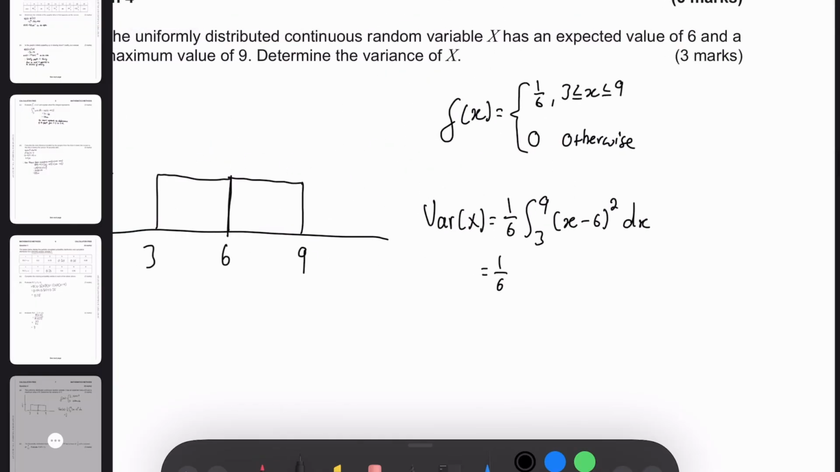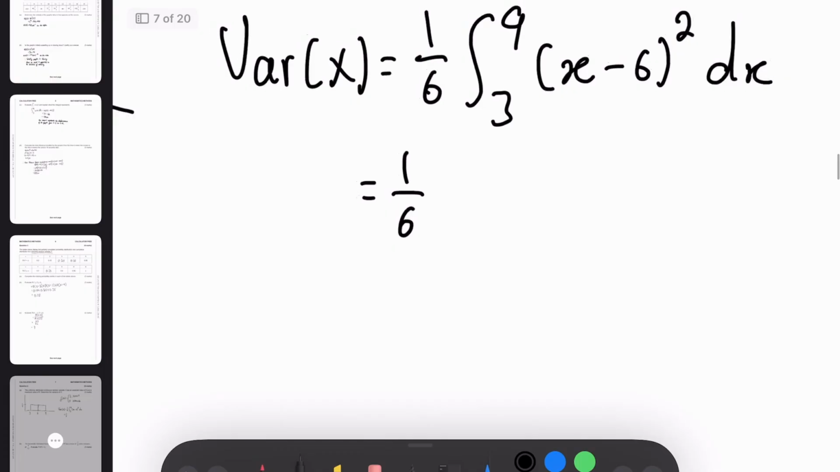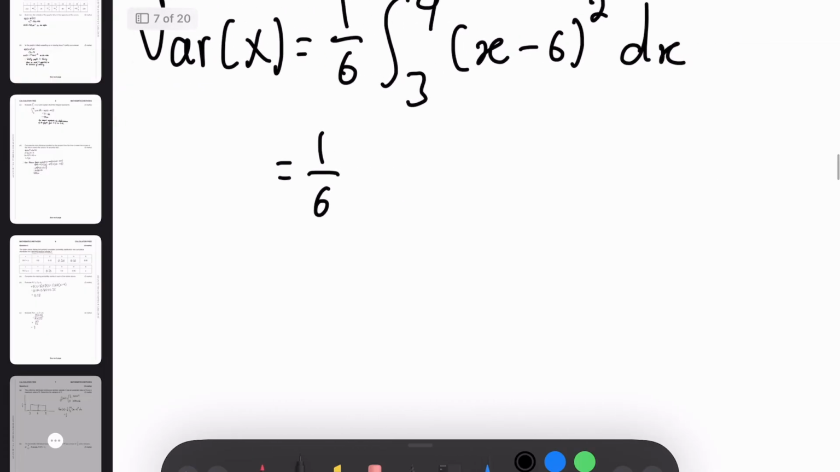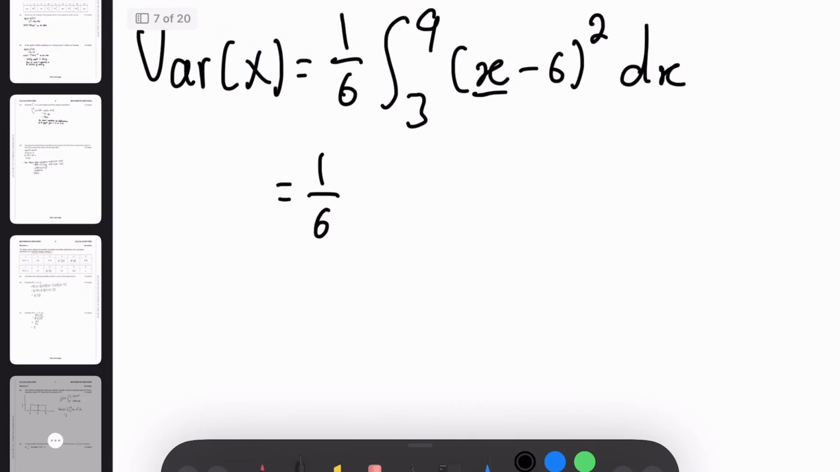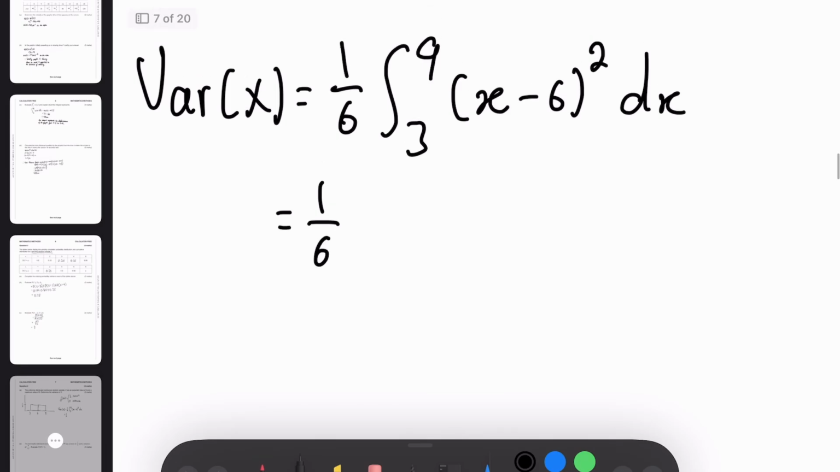Now, if you guys are wondering why this is the case, this is the formula. Think of it like we are finding the distance x that it is away from the mean here, 6. And then since sometimes we're going to get less, we're going to be to the left of the mean, then if we square it, that's when we get the positive value.